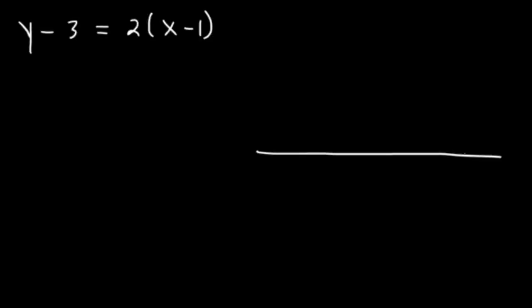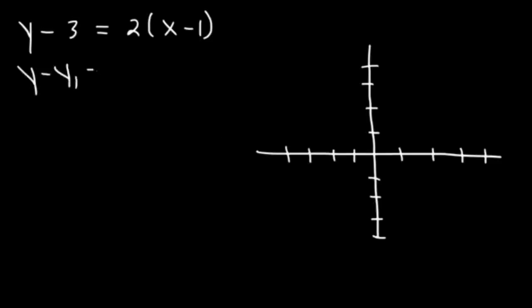Now, let's say we're given an equation in point-slope form. How can we graph this equation on a coordinate plane? What would you do in order to graph it? Now, the first thing you should do is identify the slope and the point, the xy ordered pair.